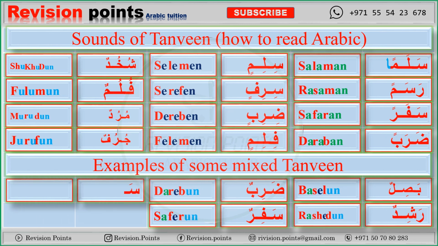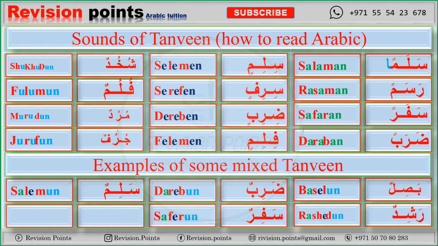Sin with Fatha is SA. Lam with Kasra is LE. Meem with double Dhamma is MUN. Salimun. Sheen with Dhamma is SHU. Ra with Kasra is RE. Ba with double Fatha is BAN. Shuriban.